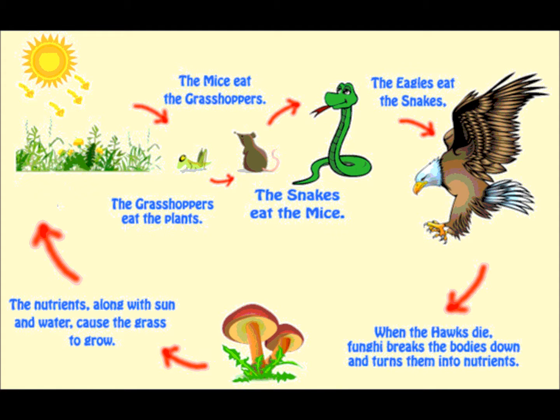Then, when the animals die, fungi break the bodies down and turn them into nutrients. So, these nutrients are again used by the primary producers to obtain energy.